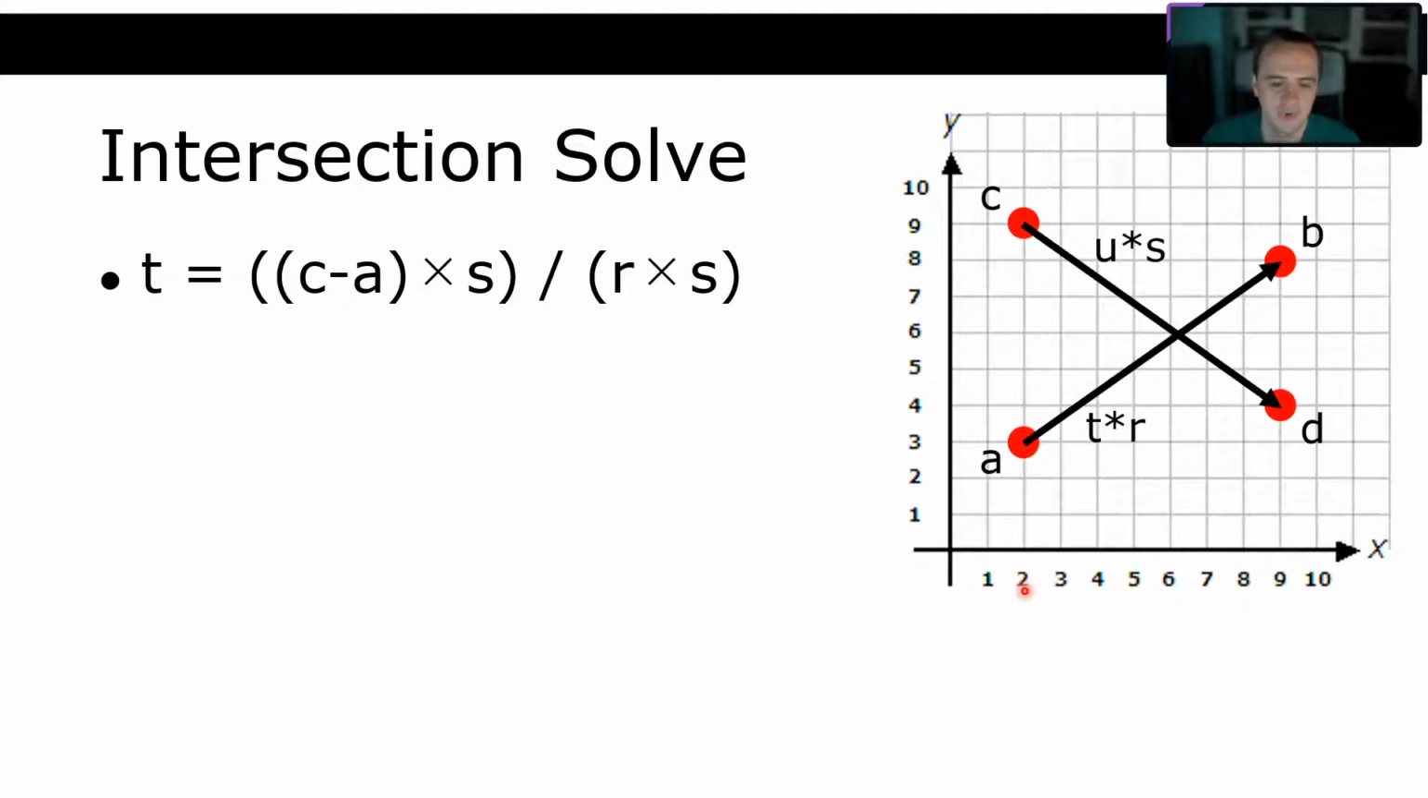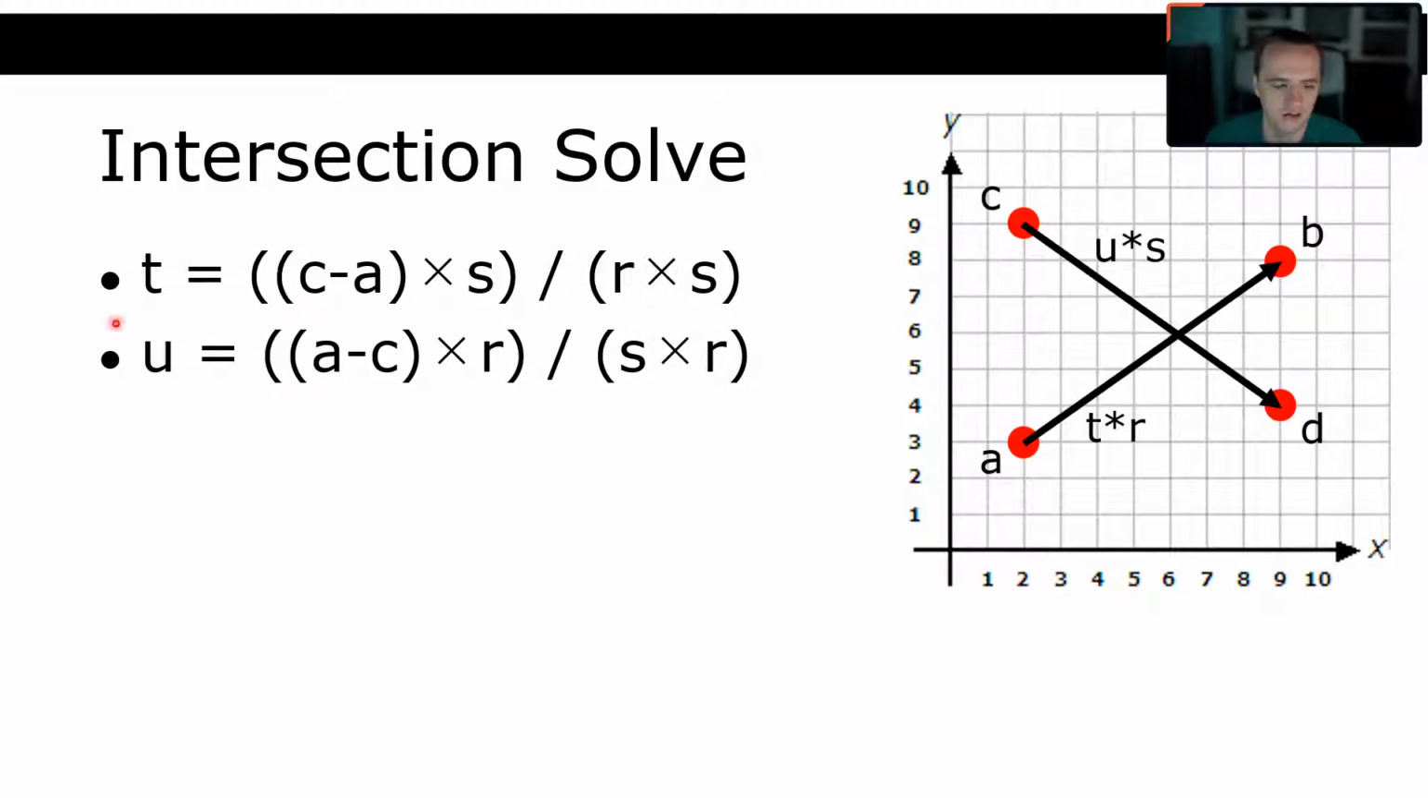Okay, now let's use that to solve. So we have t equals our equation that we just found, and we have u equals the equation that we just found. And we know all of these values, so we can get our values for t and u.